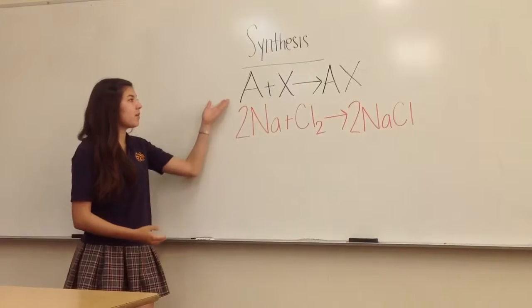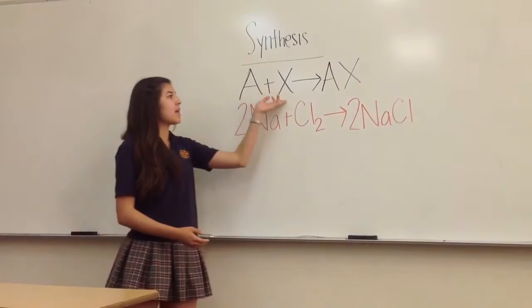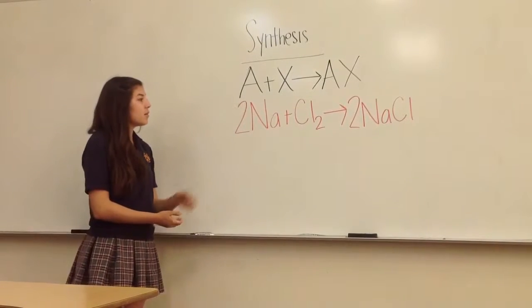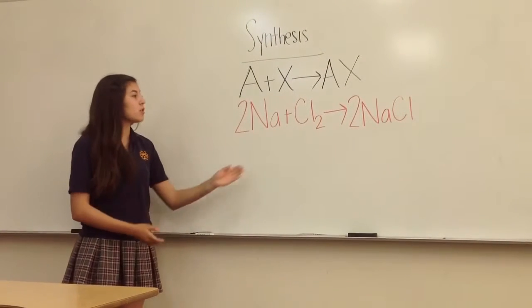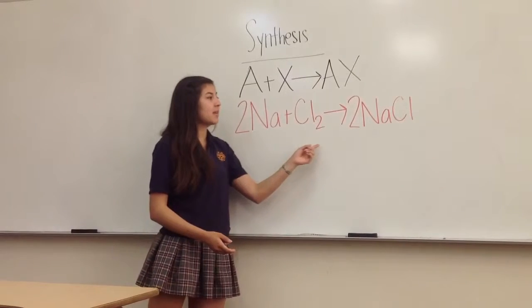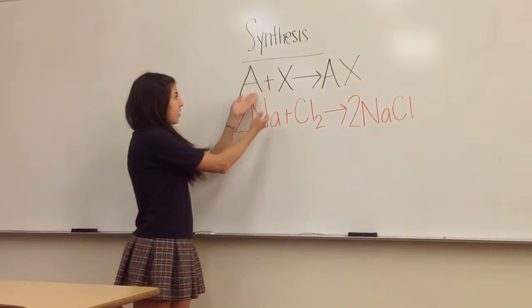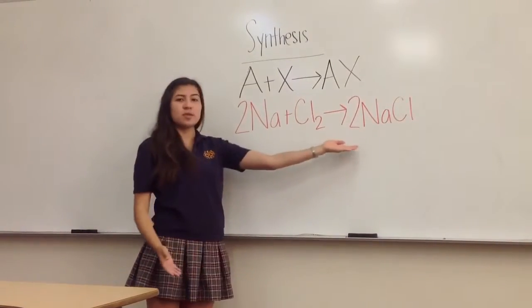Here we have our variable equation: A plus X produces AX. Now here we have our real equation: sodium plus chlorine gas gives us sodium chloride. So here our 2 variables, A and X, produce something.